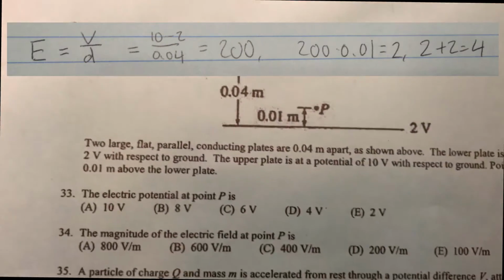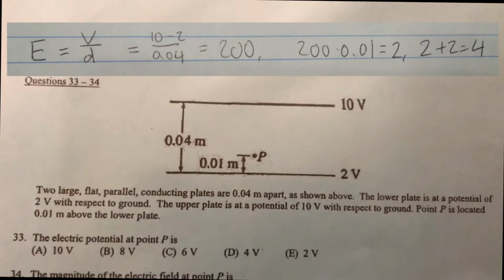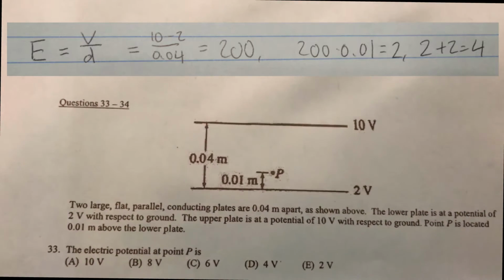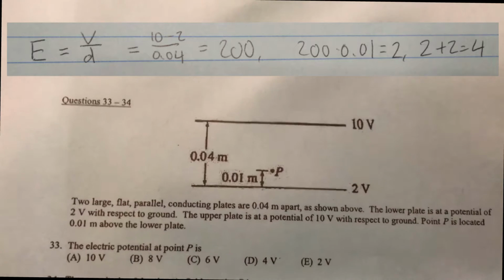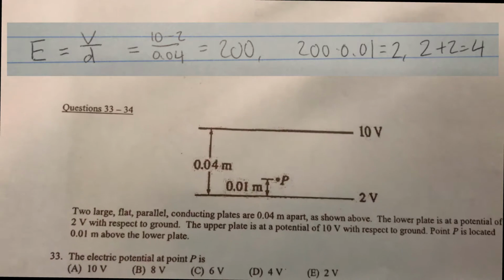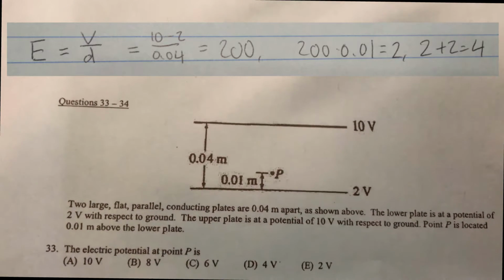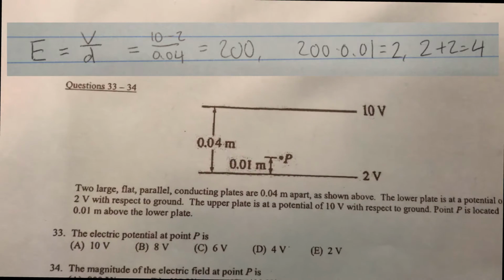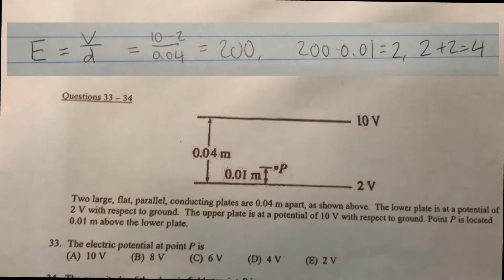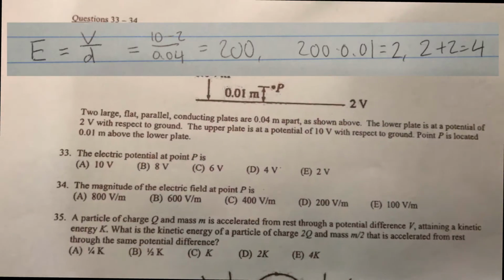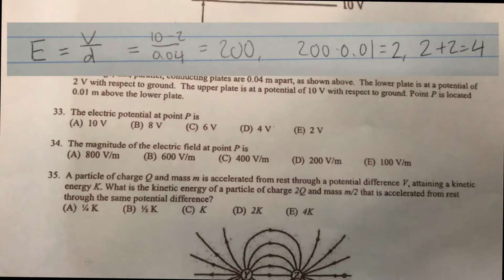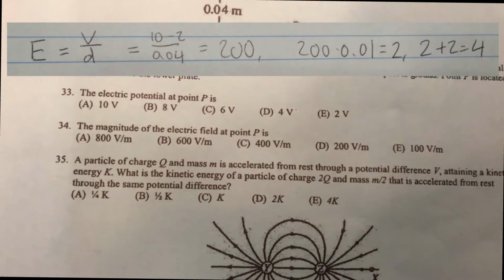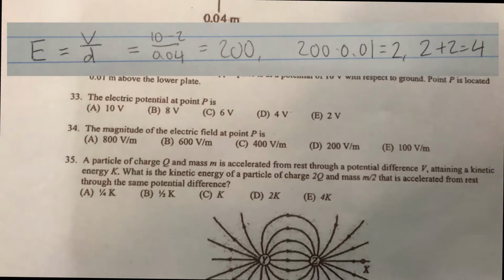Okay, so to solve number 33, you can use the equation E equals V over D. The difference in V would be 10 minus 2, and D would be 0.04, so you get E equals 200. Then you do 200 times 0.01, which is the distance, equals 2, and you also have to add 2 because the bottom plate is 2, so the answer is 4. And then for 34, the magnitude of the electric field at point P is just the E that we solved, which is 200.